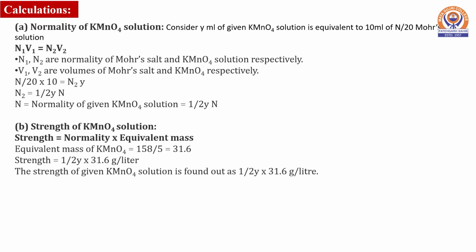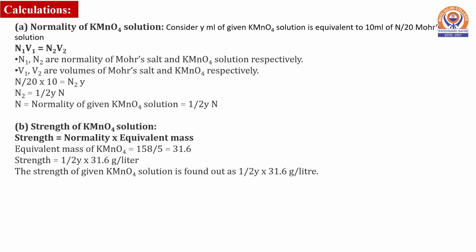Calculations. Normality of KMnO4 solution is determined by applying the normality equation N1V1 is equal to N2V2. We know the normality of Mohr salt solution. 10 ml of Mohr salt solution were taken in the conical flask. Normality of KMnO4 solution is unknown, and the volume of KMnO4 solution can be obtained by subtracting the initial burette reading from the final burette reading. So in this manner, we will be able to determine the normality of KMnO4 solution.